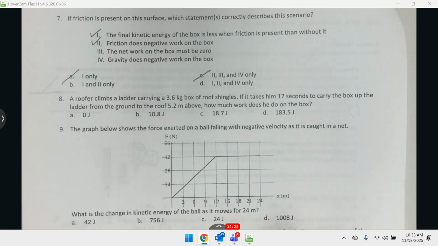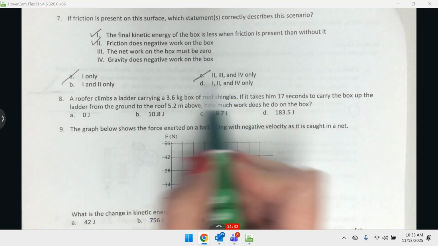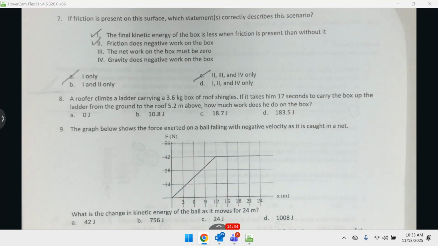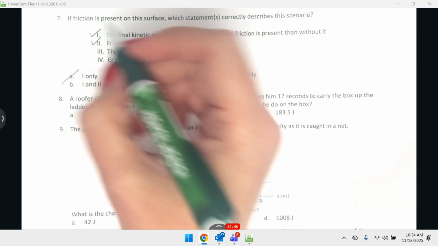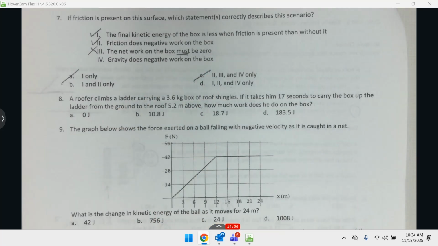Statement 3 says the net work on the box must be 0. Now that's not even in either of these statements, so I already know it's not true. The net work could be 0. It is possible that the friction matches the force that's being applied, but it's not required. It is possible to have less friction than whatever the applied amount is as well, so you don't have to have, again, this is the problematic word must, you don't have to have it where it's 0. So statement 3, not correct.